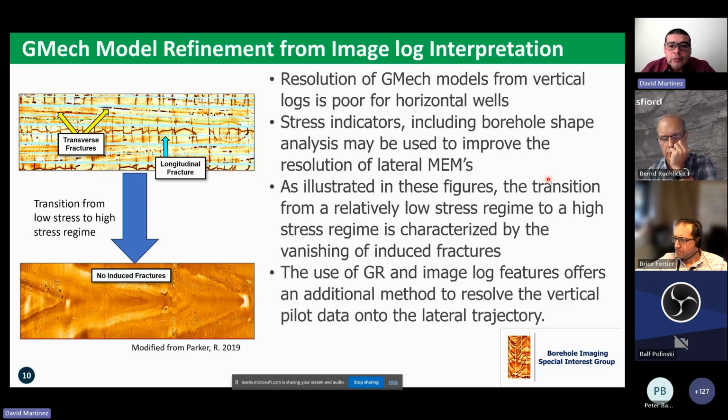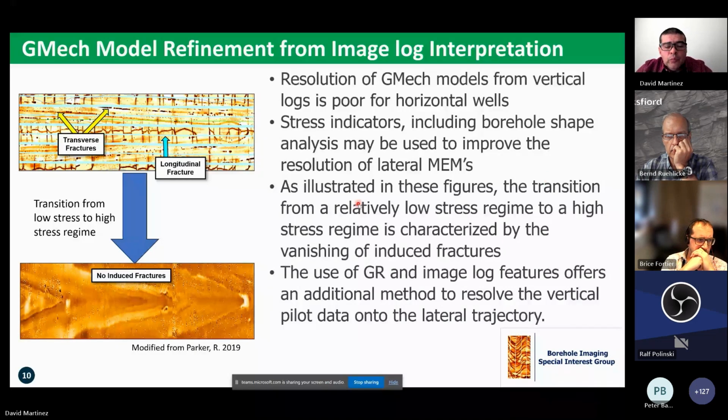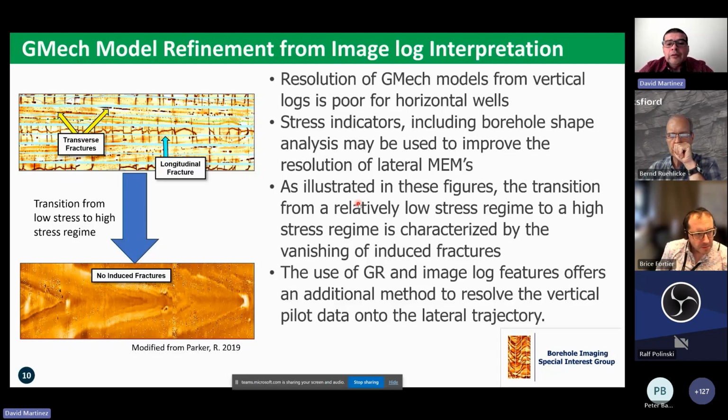And the best way that I think you can do that is using the image and a lot of those information in the images beyond the typical breakout and tensile fractures to resolve a geomechanical model onto the lateral well. You may have a vertical geomechanical model, but those are usually poor resolution because when you are drilling laterally, basically the resolution of your vertical well is 1/2 foot, and that's basically the diameter of your horizontal borehole.